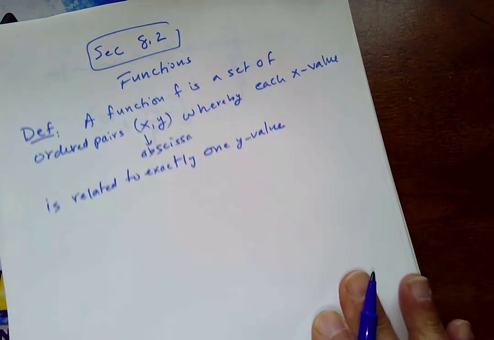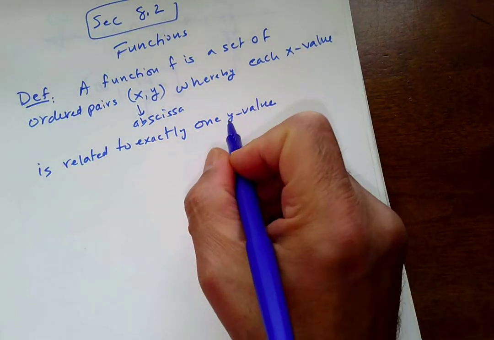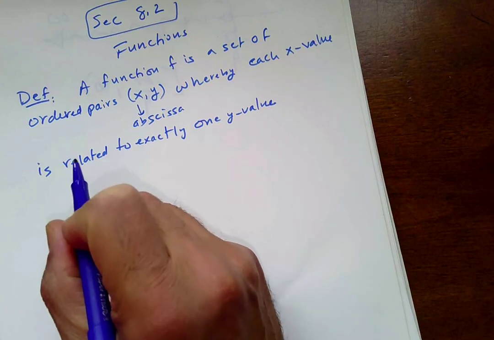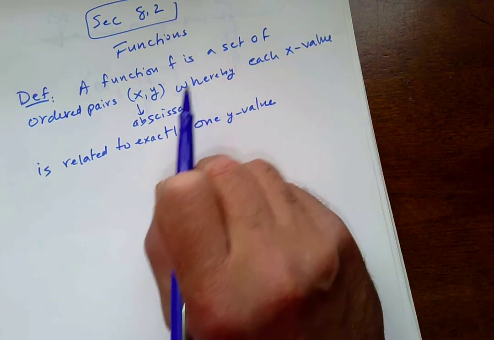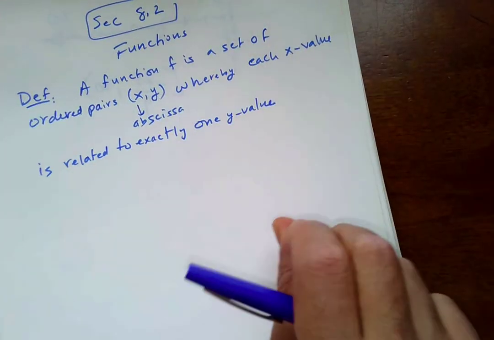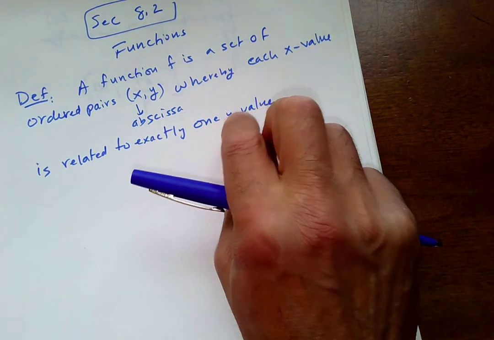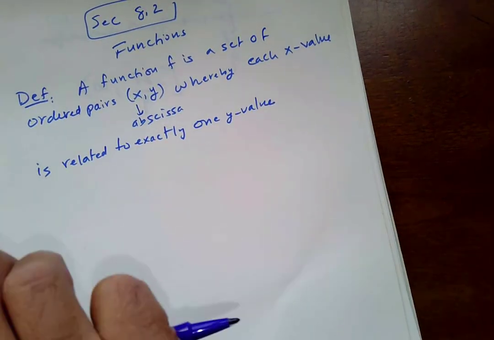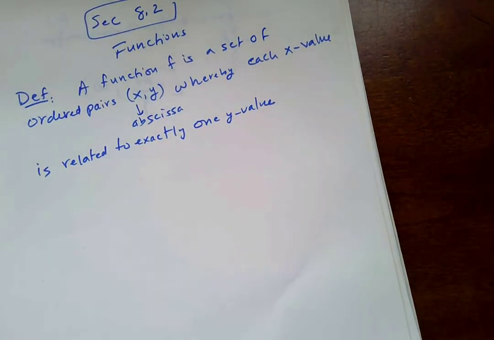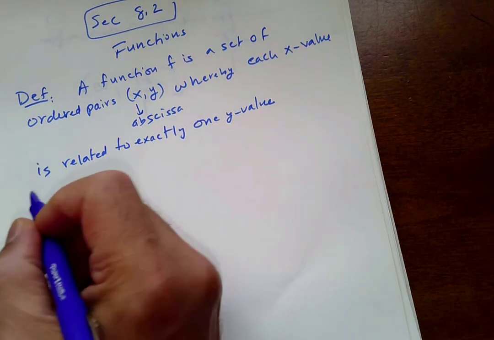This doesn't require that the y has to be faithful. Only x has to be faithful, because x has to be related to exactly one y. Y can have one relationship, no relationship, or multiple x relationships. That's very important when we say functions.